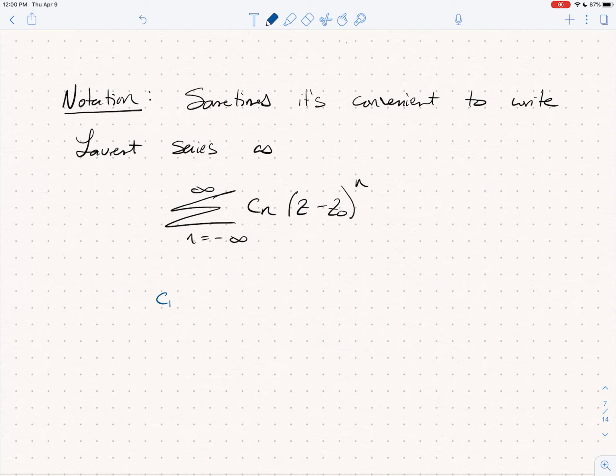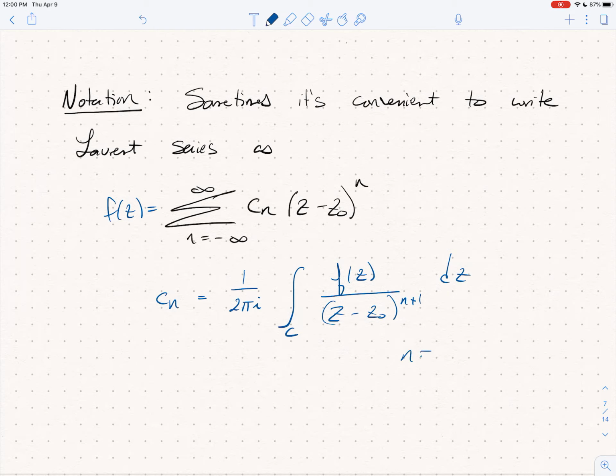And then how does it go? Well, because we want to have our formula for the c_n's, c_n is just 1 over 2 pi i times the integral over C of f of z over (z minus z naught) to the n plus 1 dz. And here n is equal to 0, plus or minus 1, plus or minus 2. So the same formula works. If you want to get the coefficient on the negative 2 power, you just plug in a negative 2 there and it works. So this is pretty nice notation, and you're welcome to use it. The book does both, so I wanted to do both as well.